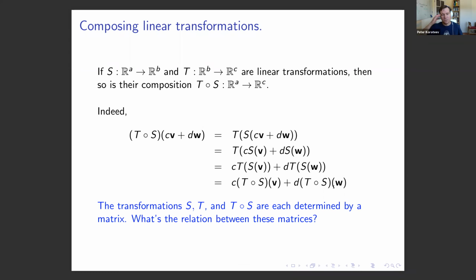Okay, now I can ask, what's the relationship between these matrices? If S and T are given by some matrices of their linear transformations, which matrix provides the transformation for the composition? We'll talk about this in the next video.